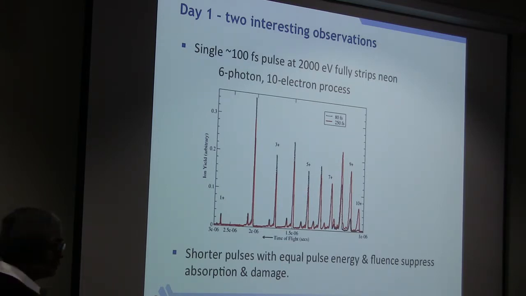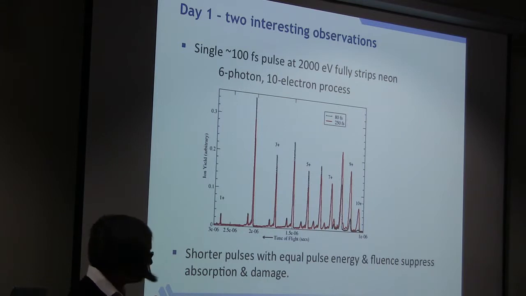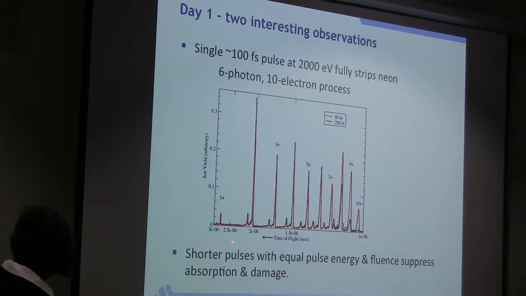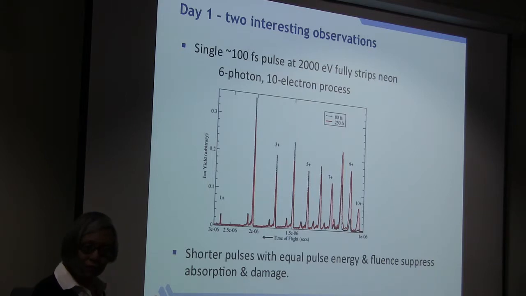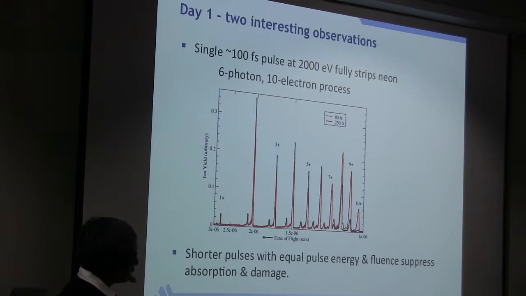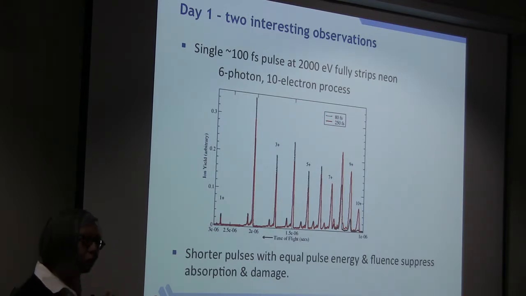The other thing we found out was that you can actually change the pulse duration. And what we found out was that if you have shorter pulses with equal pulse energy and fluence, you suppress the absorption and the damage. Now this is really weird because usually, if you have a shorter pulse, it's much higher intensity. And usually that causes more damage, but not so in this case. And what we were doing is we were changing things between like 80 and 300 femtoseconds. And those are really weird numbers because I already told you that the Auger decay happened in like 2 femtoseconds. So we were quite confused. We did not know what was going on.